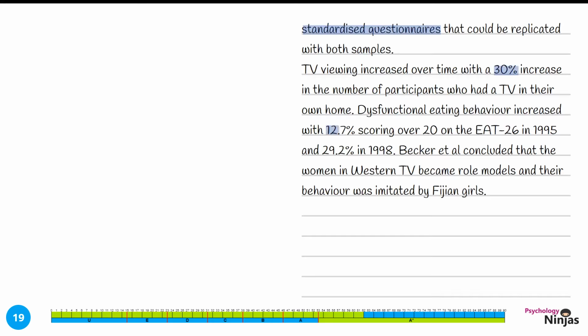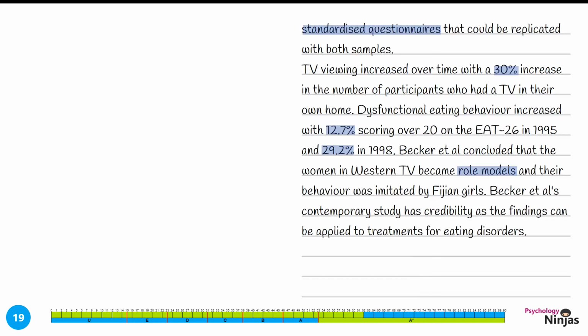We've talked about the increase in TV viewing and the number of people scoring dysfunctional eating behaviour on the E26 questionnaire. You might adjust these and round these figures, and that would be fine to talk about 13% and 30%. We've also given a clear conclusion about the fact that role models were experienced by the TV or the women shown in the TV, and therefore Fijian girls copied this behaviour. We're going to use this to do our next piece of evaluation. Becker et al.'s contemporary study has credibility as the findings can be applied to treatments for eating disorders. We've linked application to credibility, that if we can apply the findings, then the study itself must be credible.